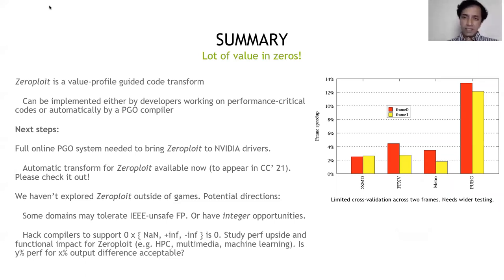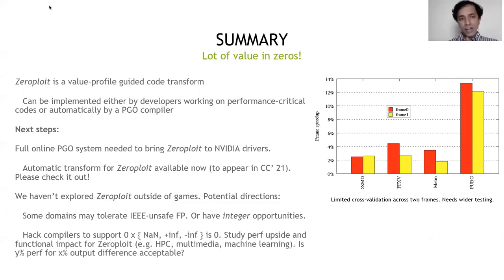Now, we've made some limited progress towards enabling this as a full-fledged automatic PGO. We've done some cross-validation testing as shown in the paper and as shown here on the right, but a lot more work needs to be done before we can bring Zeroploit to NVIDIA drivers. So as a first step towards that, I'm happy to announce that our work on developing an automatic transform for Zeroploit has now been accepted into the Compiler Construction Conference and is slated to appear in early 2021. I strongly encourage you to check it out.